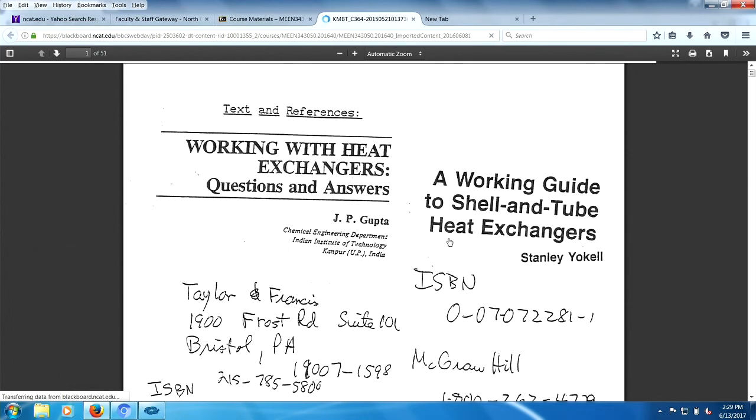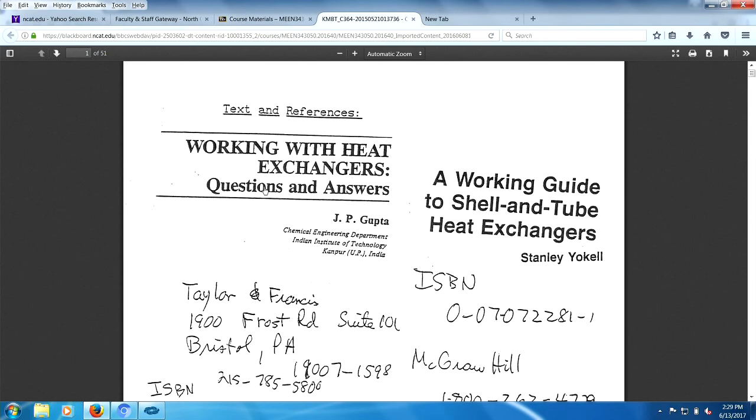First thing you recognize is your textbook is not very good on heat exchangers. What can I say? There are two excellent books: Working with Heat Exchangers by Gupta, which is basically a paperback, an excellent book, especially for young kids like yourself. And then there's a fairly sophisticated book by Stanley Yokell, Working with Shell and Tube Heat Exchangers.